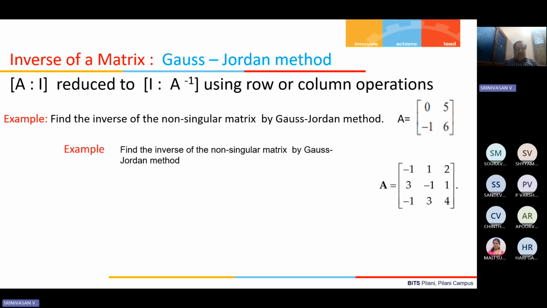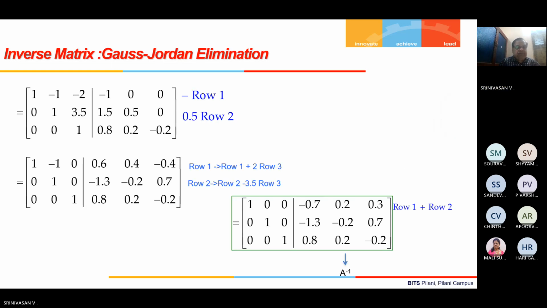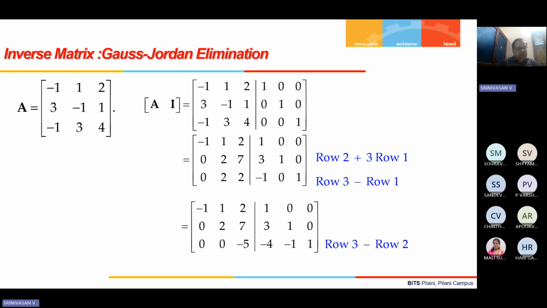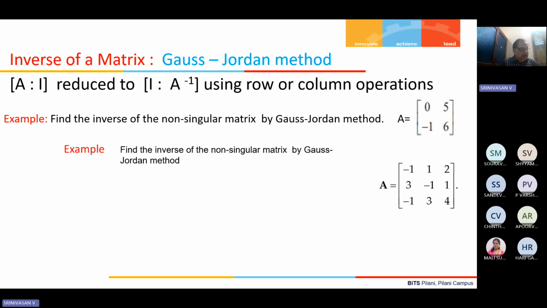Though it is given as an example, you can take it as practice problems. You can try yourself, if time permits. I think I have done one of them, and I will show you. Yeah, I have done it. Is it the same? -1, 1, 2. Just check. 3, -1, 1. Yeah, it's the same. So for a 2 by 2, you can check easily.